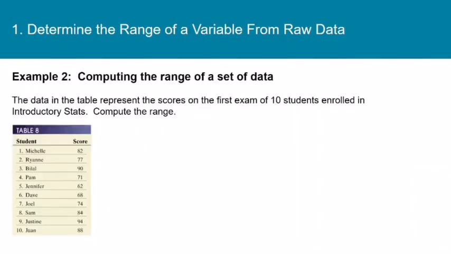So here we have an example. Here's a data set, and this is the same one we've been using. It says the data in the table represent the scores on the first exam of 10 students enrolled in introductory stats. Compute the range. So we'll need to look through the table and find the largest value, which appears to be 94, and the smallest value is 62. So the range is going to be 94 minus 62, which of course is 32. So the range here is 32.